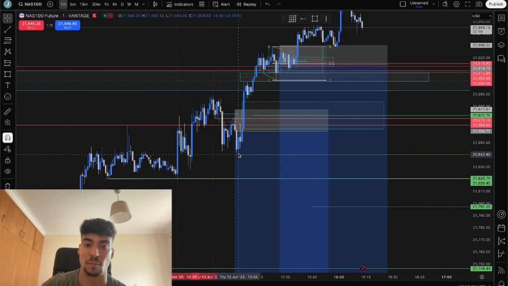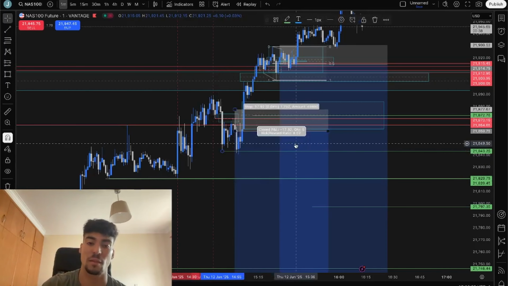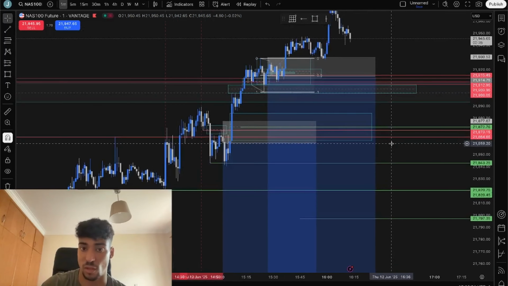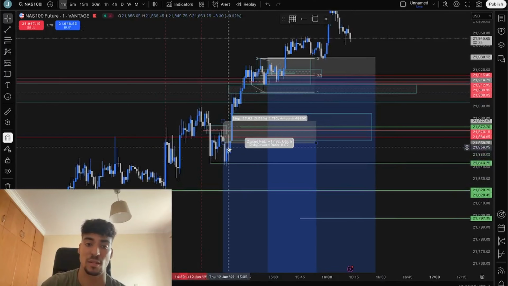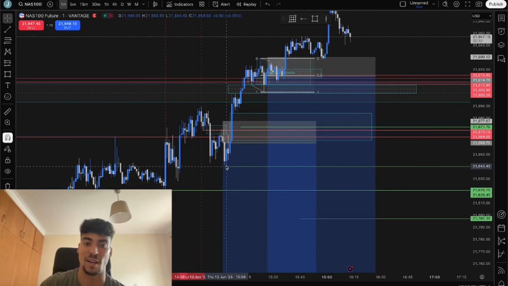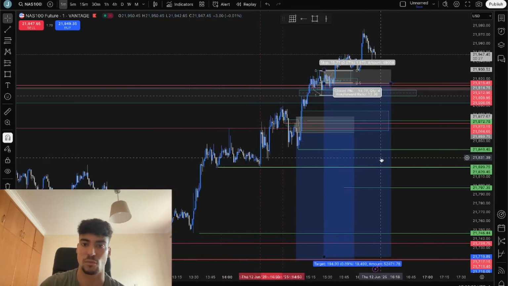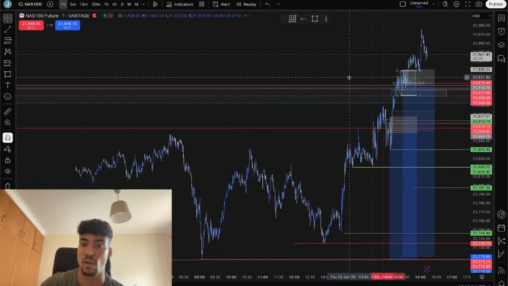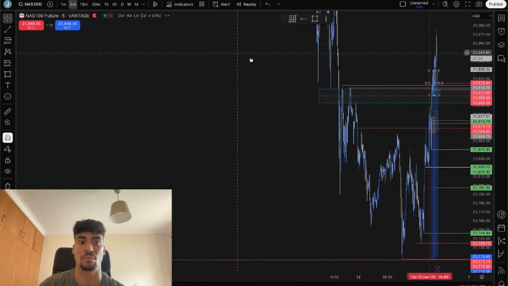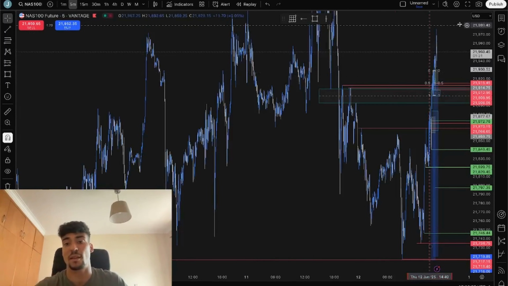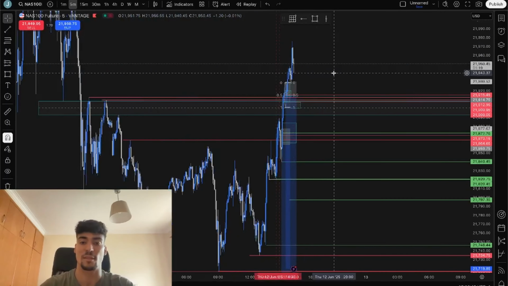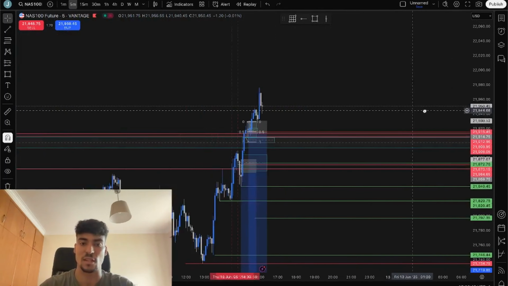Again, could have taken partials right here, and boom, it wouldn't have been a bad trade. But it is what it is. We have to learn from mistakes and move forward. Just a shame that price moved the way it wanted to, but again, I got the risk correct, managed the risk correctly, didn't over leverage, didn't overtrade, and that's really the most important thing.